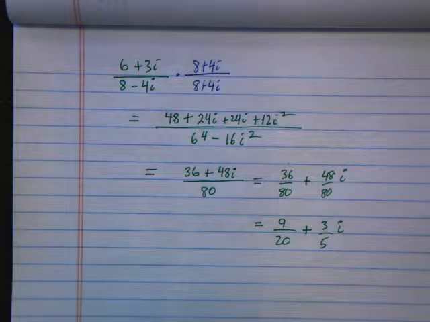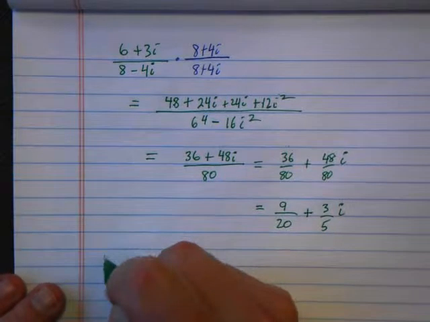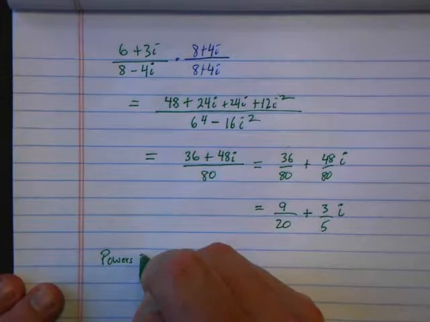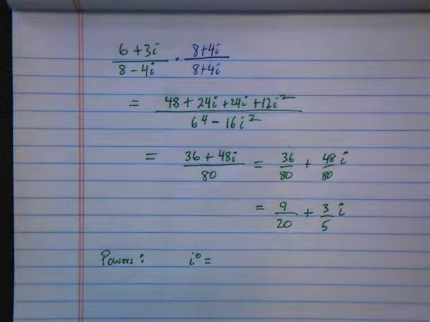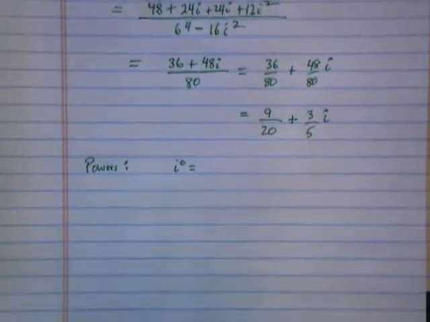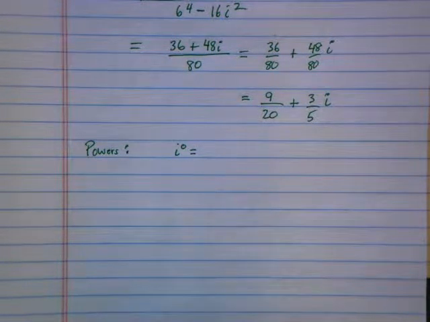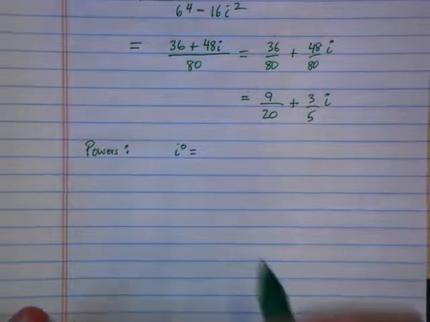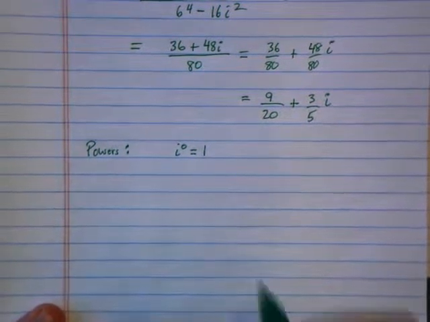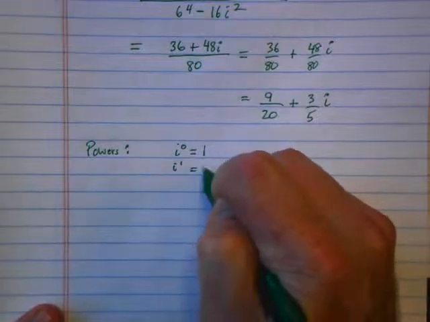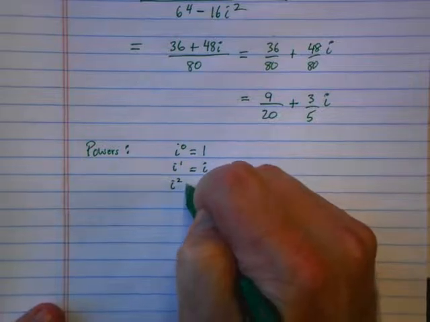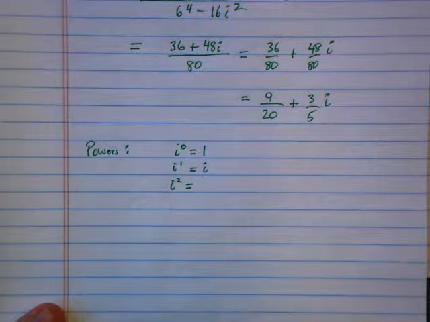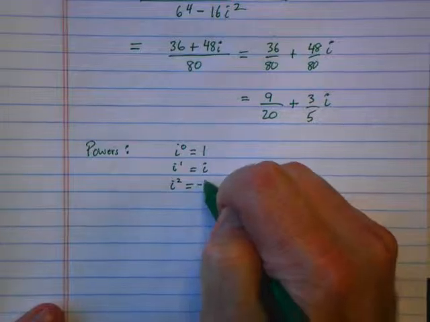Questions on that? All right, the last thing we have to talk about is powers. What's i to the 0? Not 0. What's anything to the 0 power? 1, except for the number 0. i to the 0 is 1. i to the 1, that of course is just i. i squared we already talked about. i squared is negative 1.